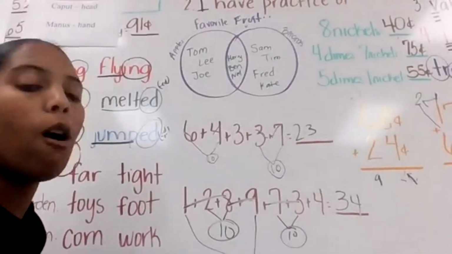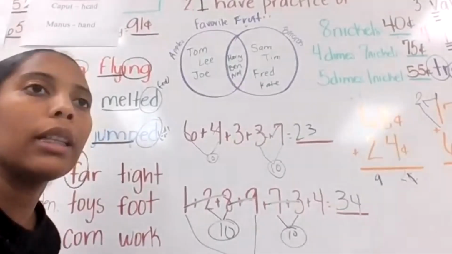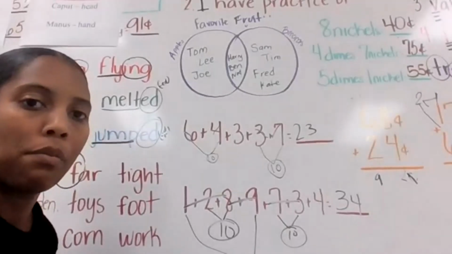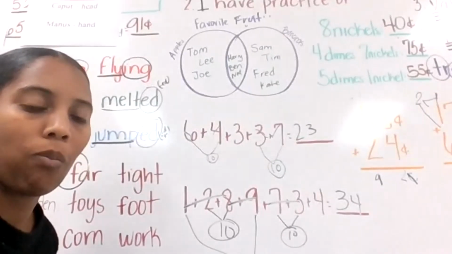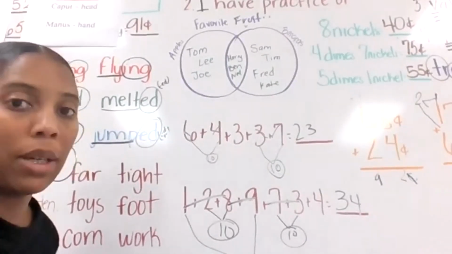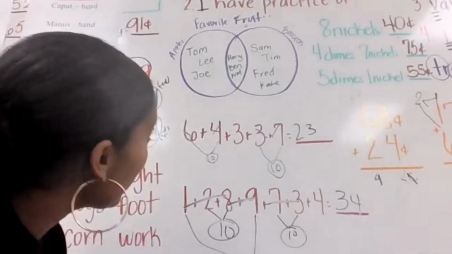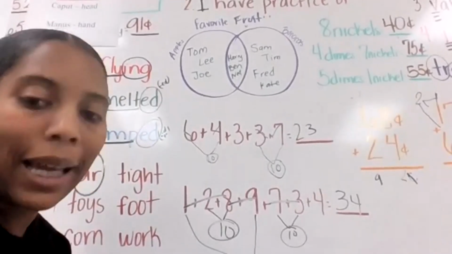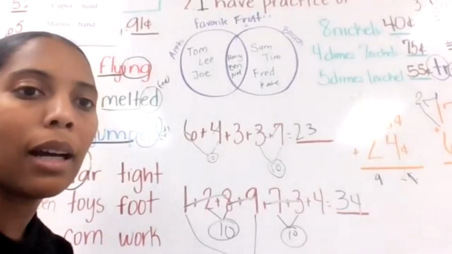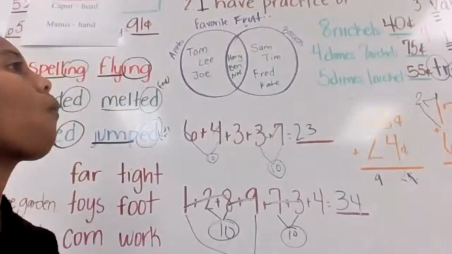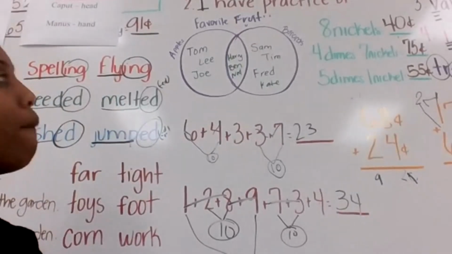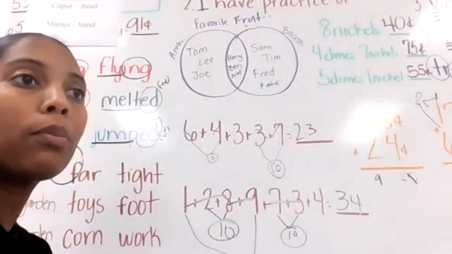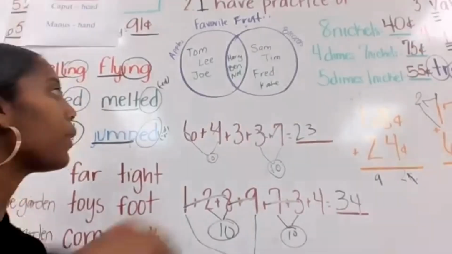So who can tell me how many people only like apples? They only like apples. Okay, Solomon. How many? Tom, me, and Joe. How many is that? Three. So only three people said they like apples. Good. How many people like only bananas? Josiah. Four. How many people said that they like both fruits? Briah? Three people that are both in the middle.